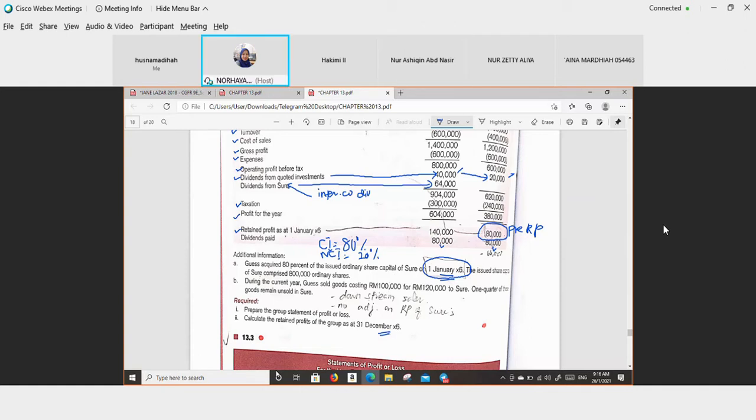Wait, this is the pre-acquisition retained profit of the subsidiary. How much, at the acquisition date? Look here, Shikin. The retained profit at the beginning of the year is the acquisition date. So this is the total retained profit. Do you understand, Shikin? Yes. Okay.